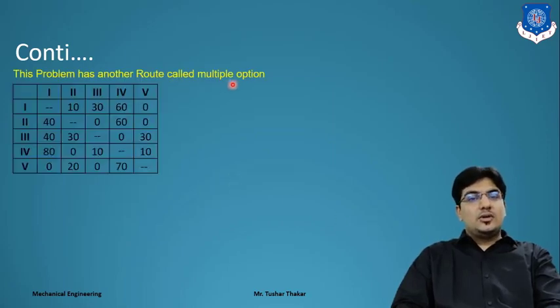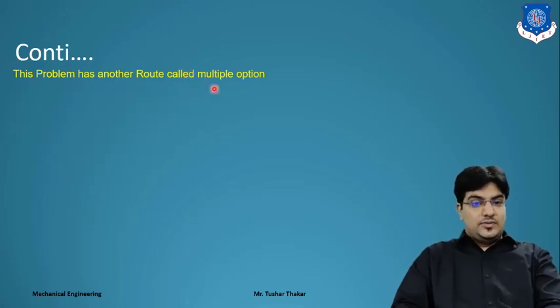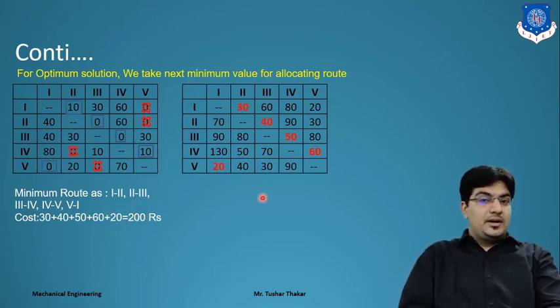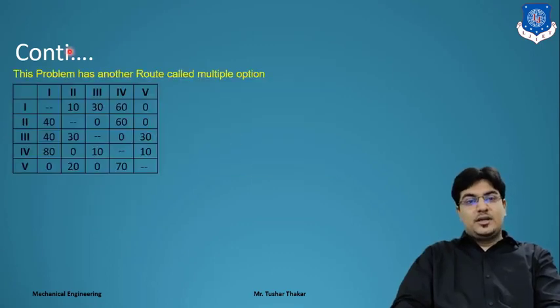This has another route, called the multiple option. This is the one route over here, and for this route we can give another location, so we can get a different value, known as a multiple option value. So we can check in the next table. This problem has another route called the multiple option.